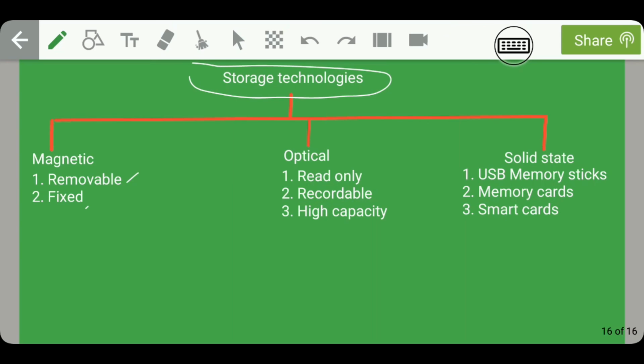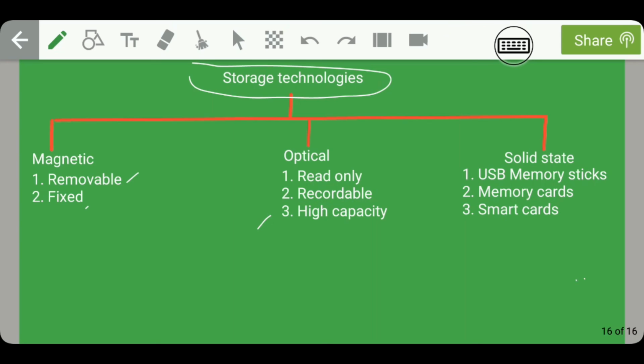Guys, talking about optical storage technologies, these are classified into three types, that is read-only optical storage technologies, recordable optical storage devices, and high-capacity optical storage devices. Examples of read-only optical storage devices were CD-ROM and DVD-ROM, whereas examples of recordable optical storage devices were CD-R, DVD-R, CD-RW, and DVD-RW. In the same way, the examples of high-capacity optical storage devices were Blu-ray disc and HD DVD. The main feature of these optical storage devices was that we use a laser beam to save the data.